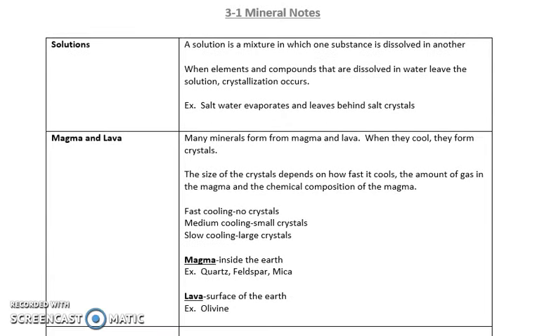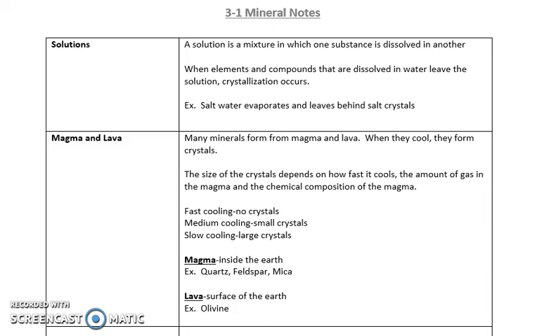Next page. Solutions. A solution is a mixture in which 1 or more substances is dissolved in another. We're talking about dissolving, going back to chapter 8 again. So when elements and compounds that are dissolved in water leave the solution, crystallization occurs. The best example is think about salt water evaporating. Once that water is gone, what's left behind? The salt crystals. That's a solution. That's another way that minerals form.